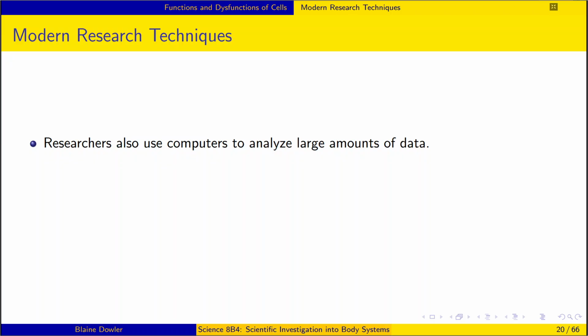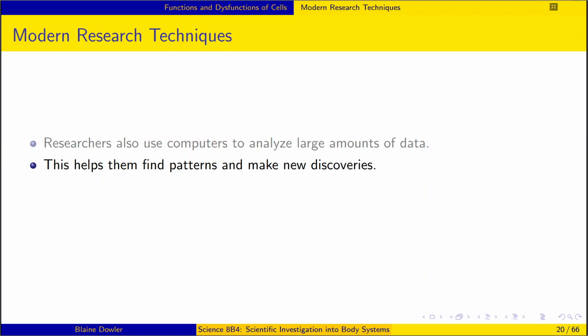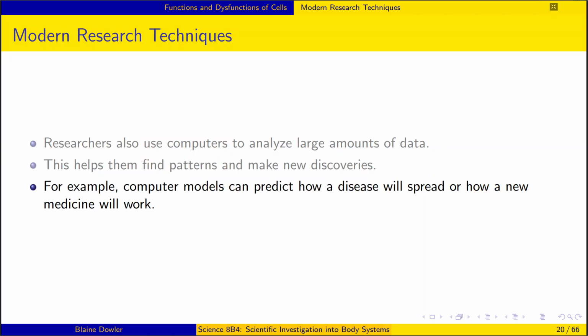Researchers also use computers to analyze large amounts of data. This helps them find patterns and make new discoveries. For example, computer models can predict how a disease will spread or how a new medicine will work.